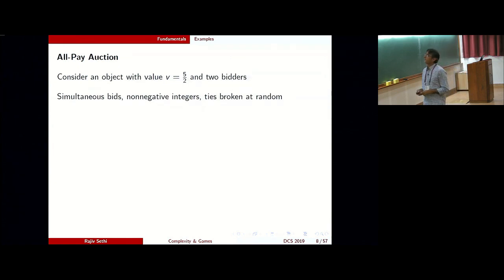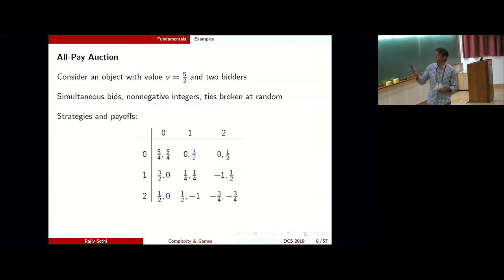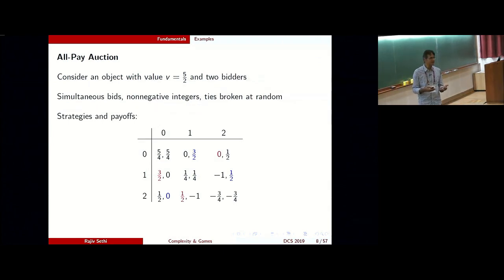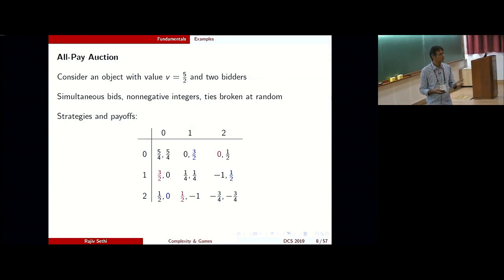Take an object with a value of 5/2. Two bidders, simultaneous bids, non-negative integers. So they can only bid 0, 1, 2. It doesn't make sense to bid more than 2 because the object is worth 2.5, so you don't want to bid more than 2. And the ties are broken at random. Okay, here are the payoffs. Just see how the payoffs are determined. If both bidders bid 0, then the winning bid is 0, ties are broken at random. So each person gets the 5/2 object with 50% chance, and that's where the 5/4 is coming from.